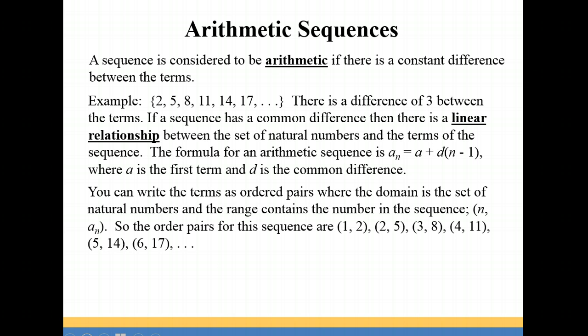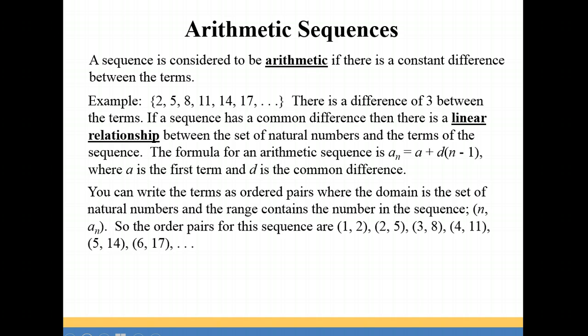You can write the terms of the sequence as ordered pairs, where the domain is a set of natural numbers, and the range contains the numbers in the sequence. So that would be of the form n comma a sub n, where n is the set of natural numbers. Remember, the natural numbers start at 1 and then go 2, 3, 4, and so on. And a sub n is the value of the term of the sequence.